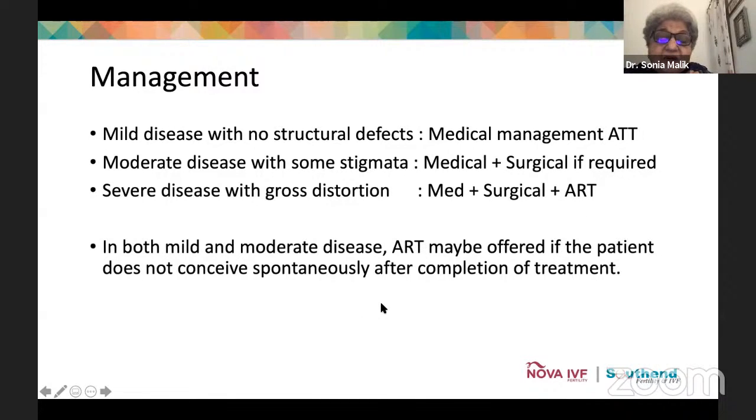Both in mild and moderate disease, ART may be offered to the patient if she does not conceive after completion of the medical treatment. So basically, ART can be offered to all the three types of patients, because endometrial tuberculosis is not going to be present singularly. There will be a problem with the tubes, there may be a problem with the ovaries, and hence, if she does not conceive after a medical management, you may have to resort to ART in any of these cases.